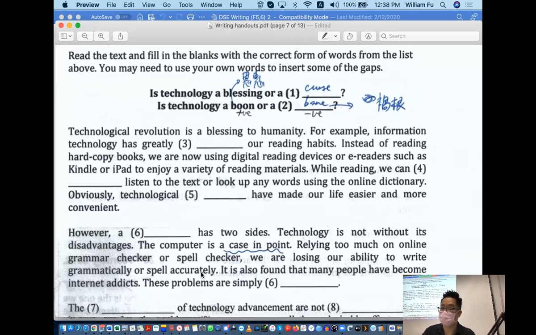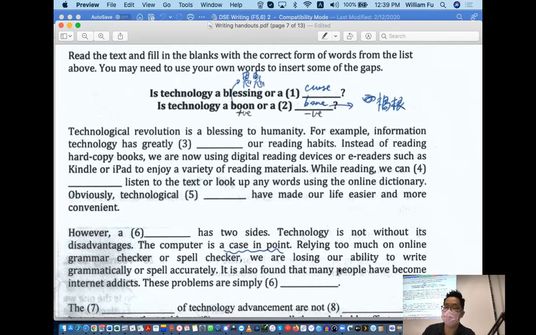or spell accurately. Actually, do you know native English speakers have a lot of spelling mistakes? My wife was reading an online recipe telling how to make a cake, and then there was a line. How to spell pour? You pour a little milk. Yeah, you know how that woman spelled it? Yeah, poor. Okay, so that's why people rely on spell checkers. We are losing our ability to write grammatically or spell accurately.